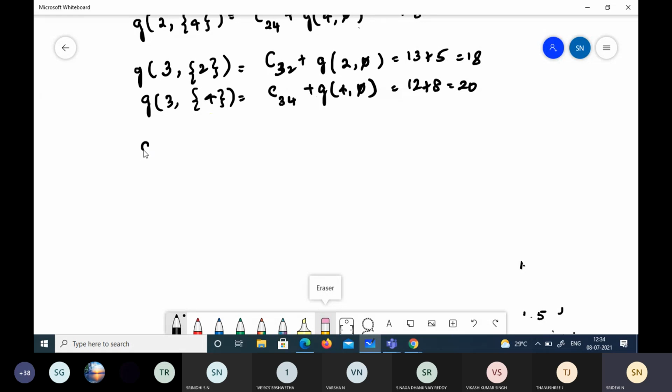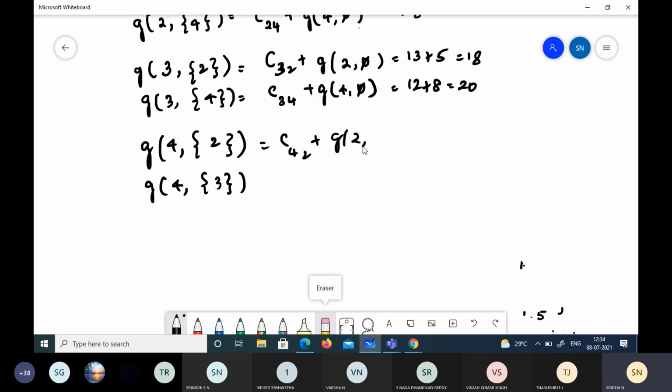Now with 4 we have combination of 2 and 3. So this becomes C of 4, 2 plus G of 2, 5. Getting?